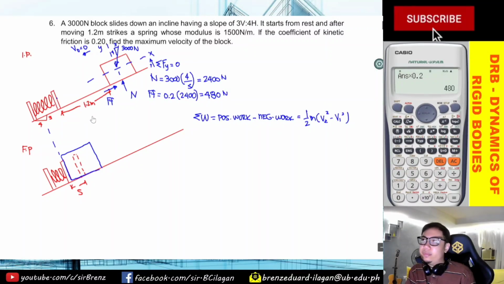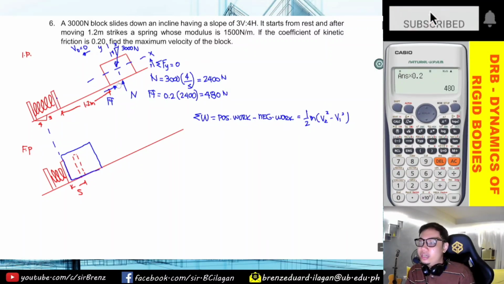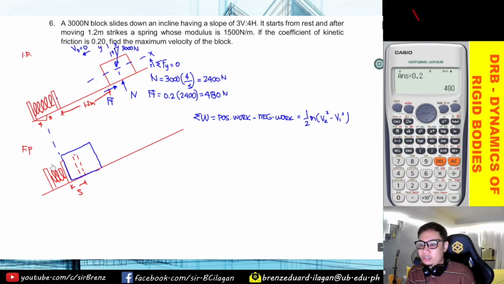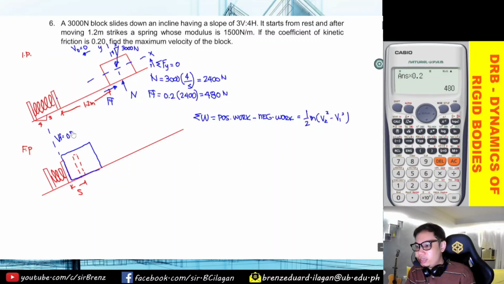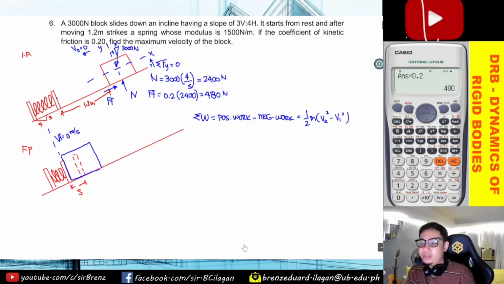Imagine nyo, yung spring. So, initially, nandito yung block mo, and then, nung nirelease mo siya, ayan, tumama siya dito, and then, ang nangyari nga, because of this block, nagkaroon ka ng shortening doon sa spring. And then, once it reaches this point, so what will be the final velocity of your block here? Okay. So, tama. So, that will be also equal to 0 meter per second.